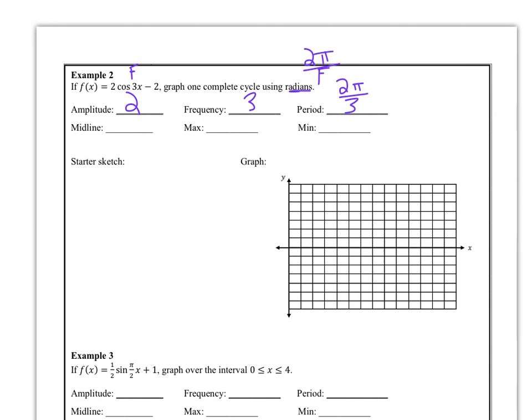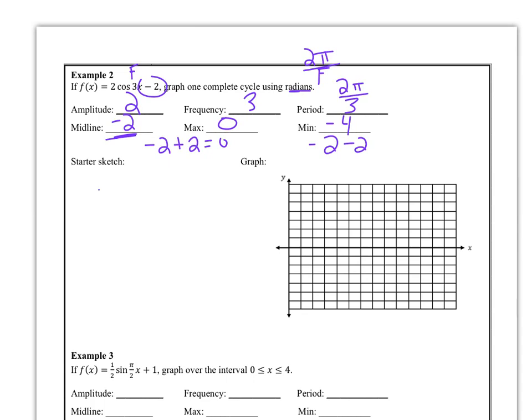So, midline is always the plus or minus part, so it's -2, so it's down at -2. The max is going to be figured out by simply adding the midline plus the amplitude, or the midline minus the amplitude to get the minimum. So if I do -2 plus the amplitude, which is 2, I'm going to get the max, which is kind of weird, all the way up at 0. To find the min, I'm going to do that -2 that I have here, and then subtract 2 because I have to go down the amplitude, which is down to -4.